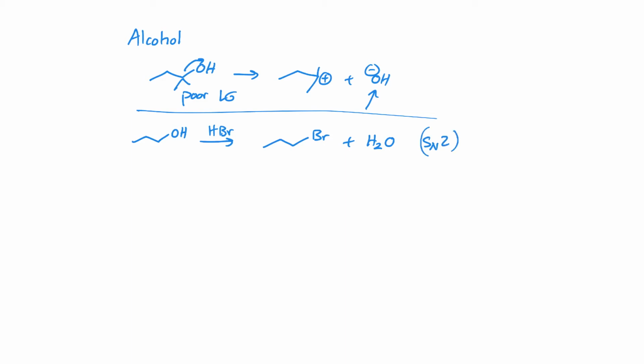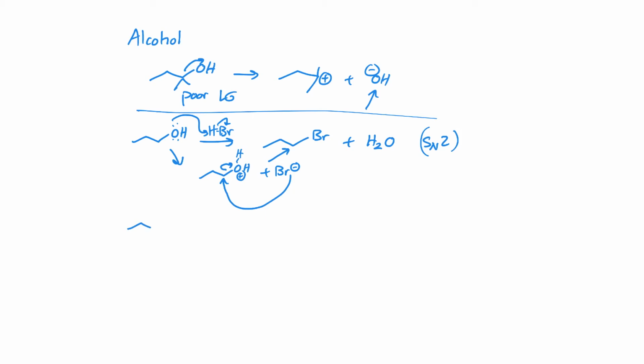This is an SN2 process. How would we look at that? First thing that's going to happen is we're going to protonate the OH. Now you can see that we have water sitting on our primary carbon. We've also created a bromide by removing the H from HBr. That bromide can attack the primary carbon, kicking off water and leading to our primary bromide.